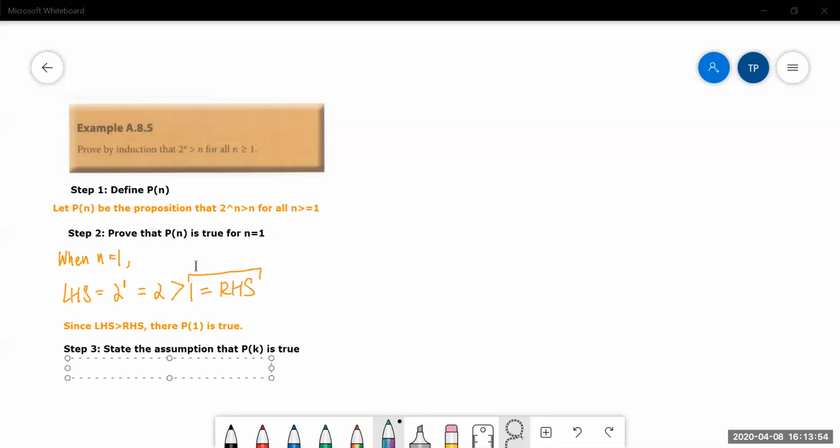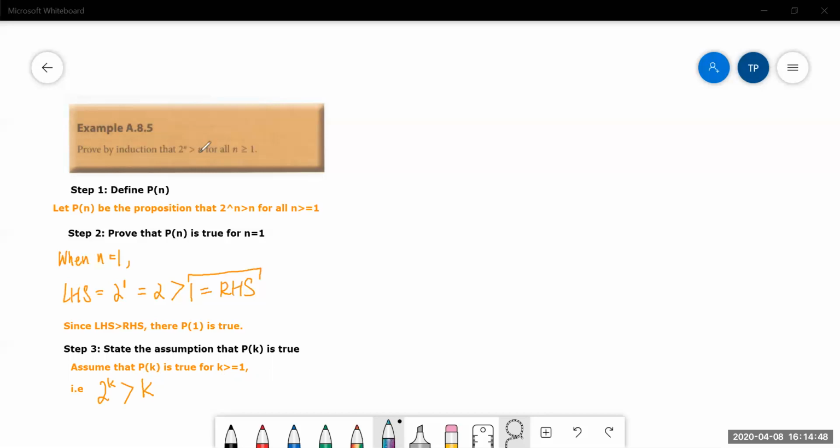Okay, so assume that Pk is true for k greater or equals to 1, i.e. 2 to the power of k is greater than k. Okay?